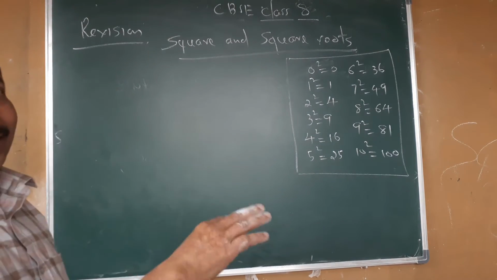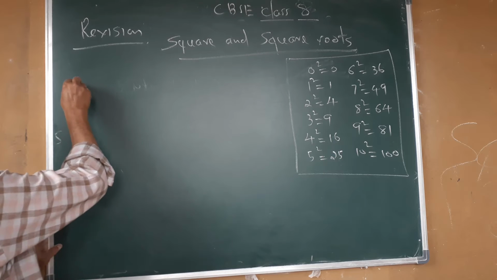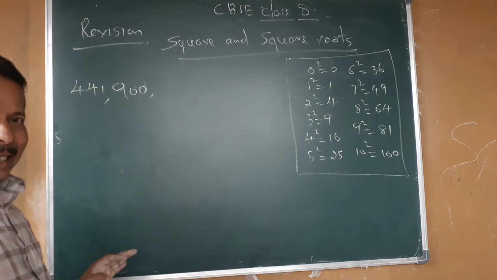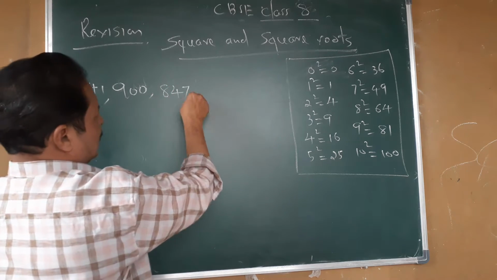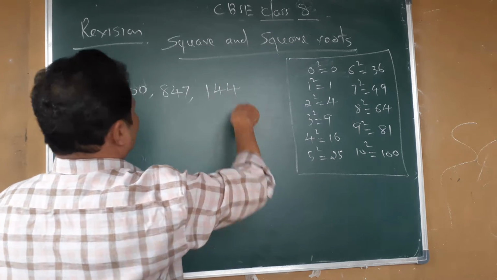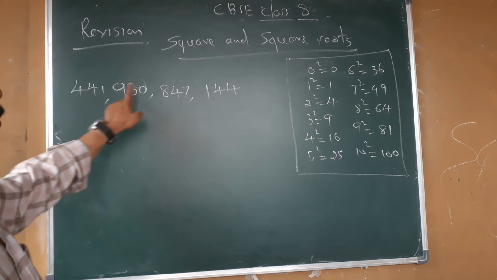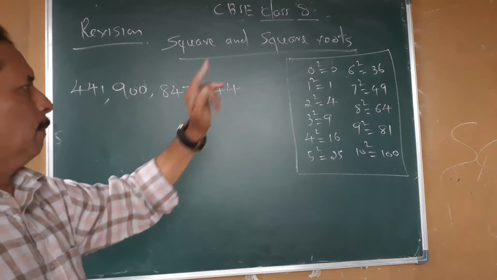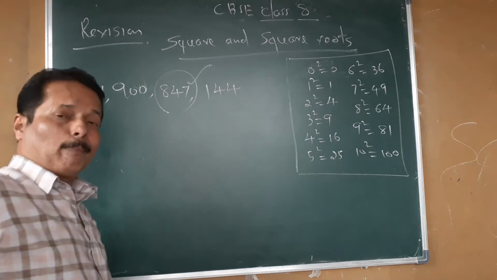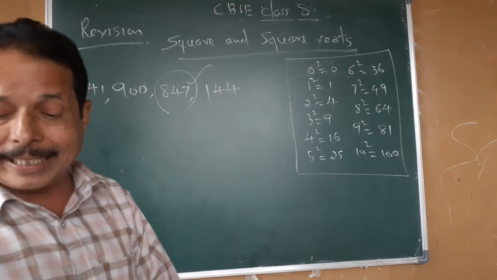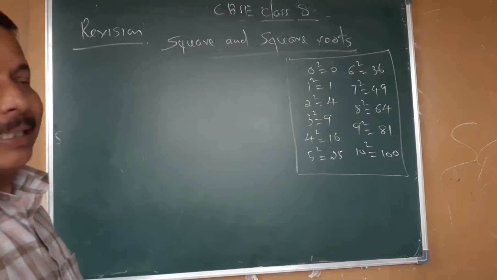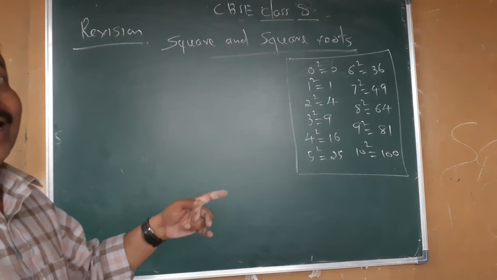Which of them is not a perfect square? That's the data given here. 441 is one of the numbers. Okay. 900 is another number. 847 is another number. And 144 is one of the numbers. Now this ends with 1, it's possible. 0 is possible. 144, 4 is also possible. 7 in the unit place is not possible for a perfect square. So 847 is not a perfect square. You get the idea?